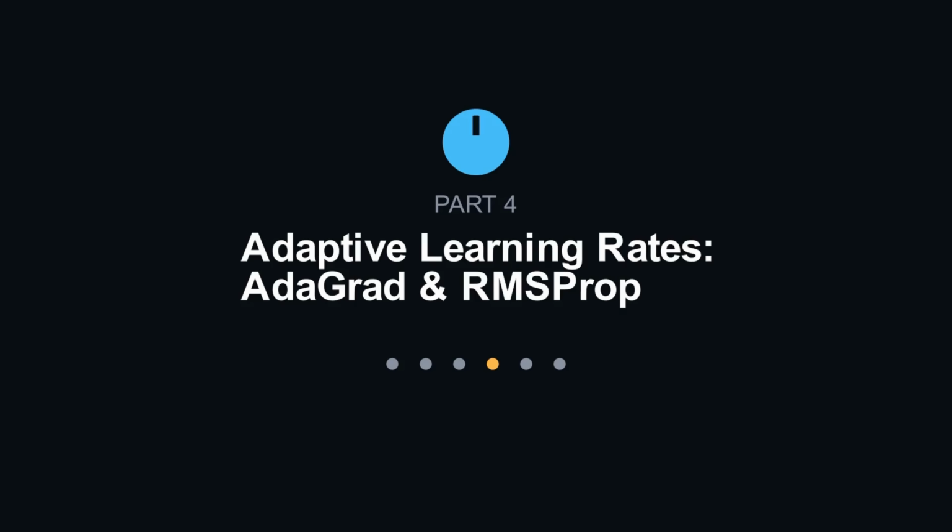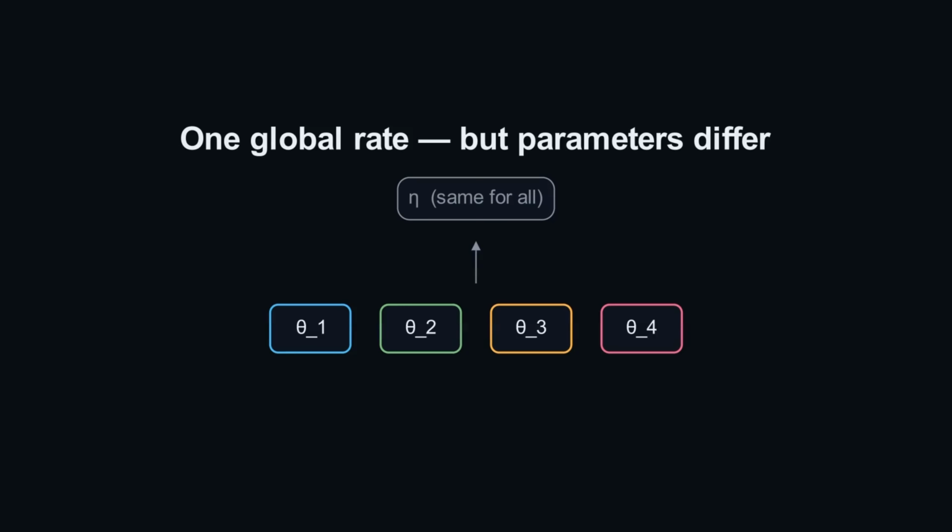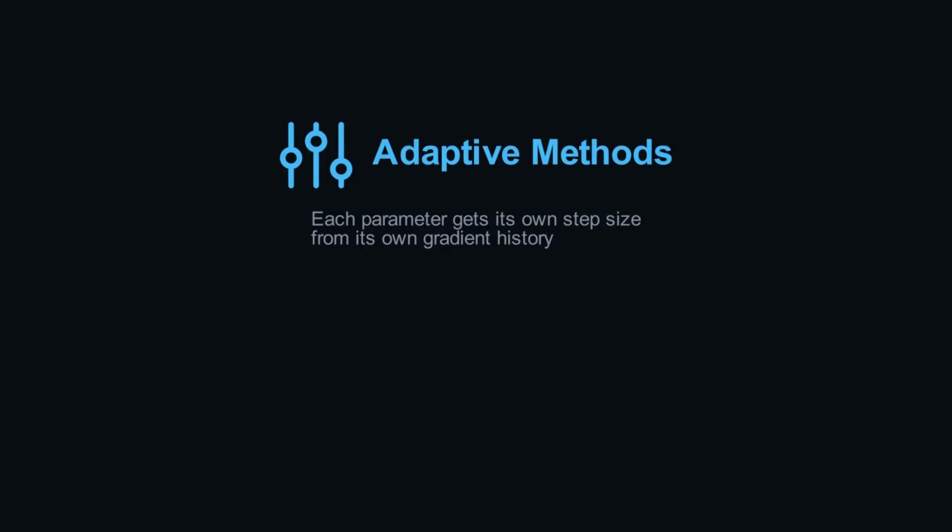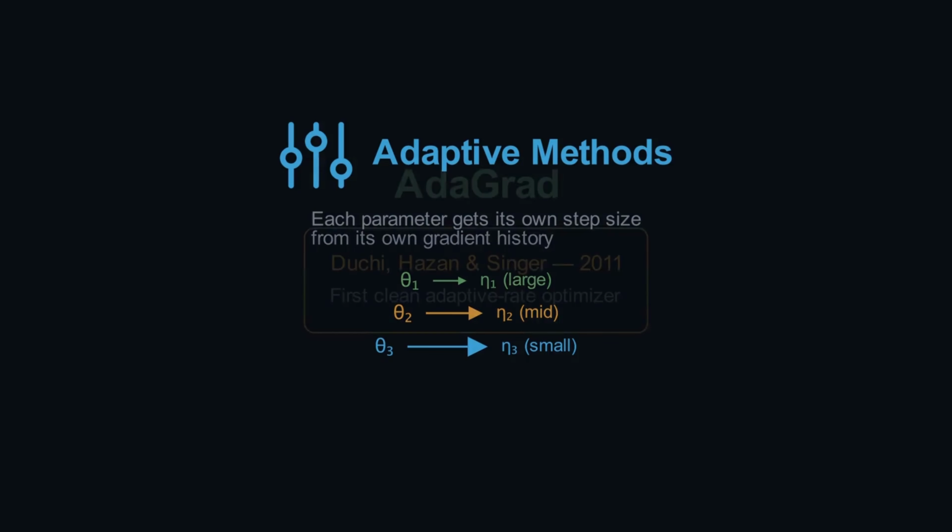This part is about giving every parameter its own learning rate, automatically. Until now, every parameter shared one global rate, but not all parameters are equal. Some get large gradients constantly, others update only occasionally. The idea behind adaptive methods: let each parameter tune its own step size from its own gradient history.